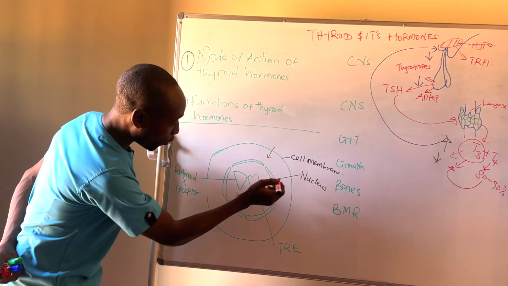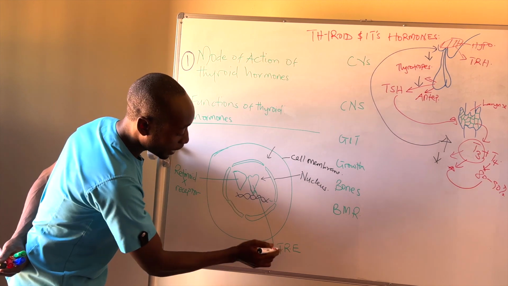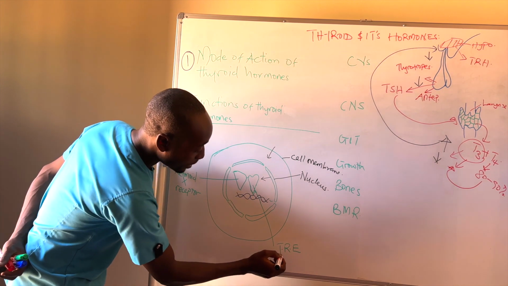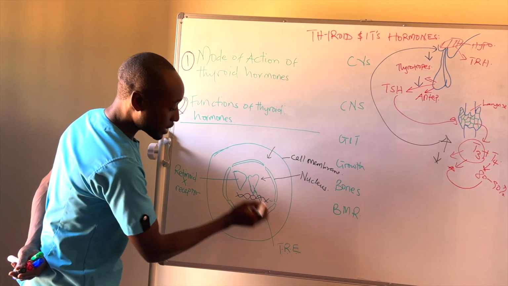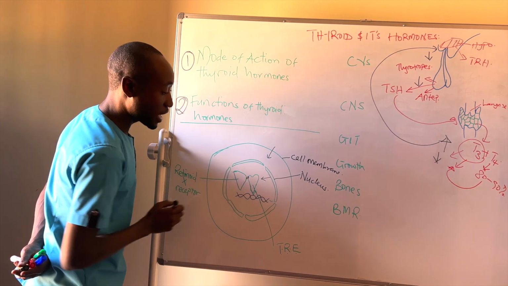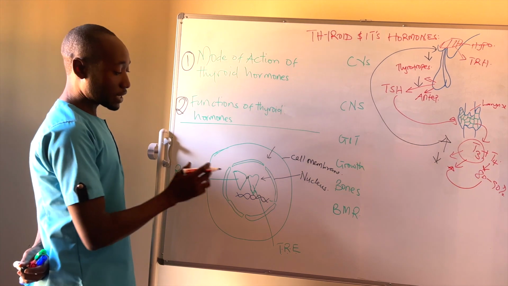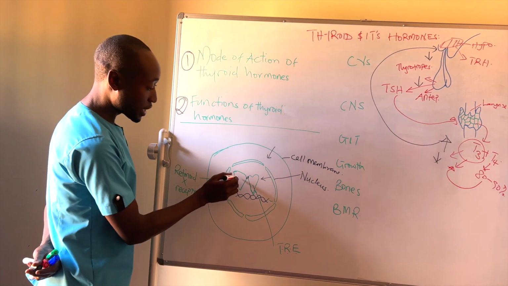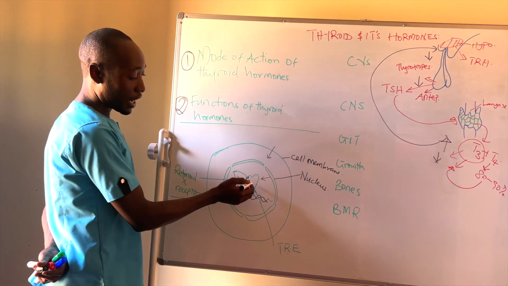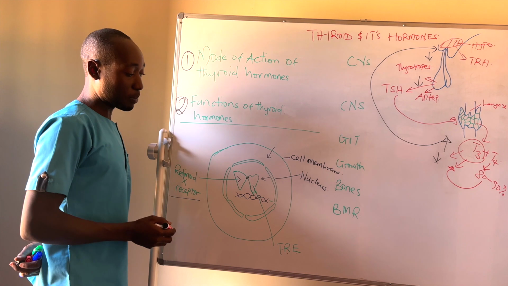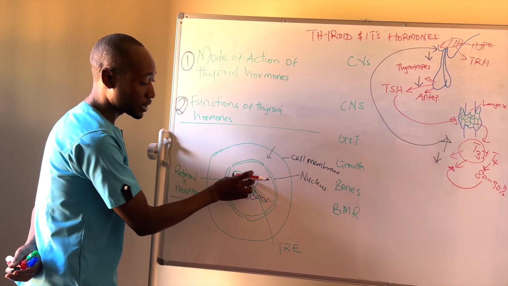So when they enter into the nucleus, inside the nucleus there is what we call TRE, or the thyroid receptor element. Okay, this is always in attachment with what we call the retinoid X receptor. Science hasn't yet found out exactly what the function of this retinoid X receptor is that accompanies the thyroid receptor element, but it is found that they are always together.